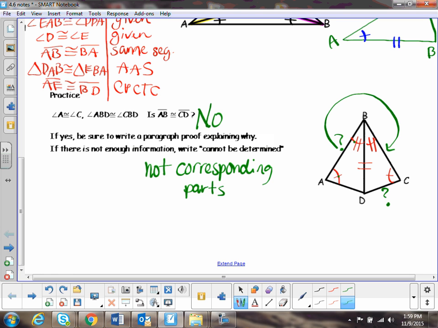Now, if the question was, is AB congruent to CD? What would it say? Yes, and then you would have to do the 5 steps. But they didn't.